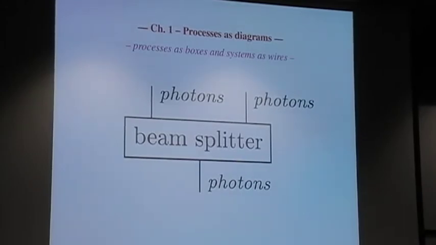So how does this work? We will represent a process by a box and a system by a wire. This is like a typical physical process, like a beam splitter which you have on an optical table. You've got a physical system coming in, which is a photon, and then, for example, 2 systems coming out, which are 2 photons. This is the language, the most primitive level of language. You've got a process which you represent by a box, and then you've got inputs and outputs which represent the physical system.